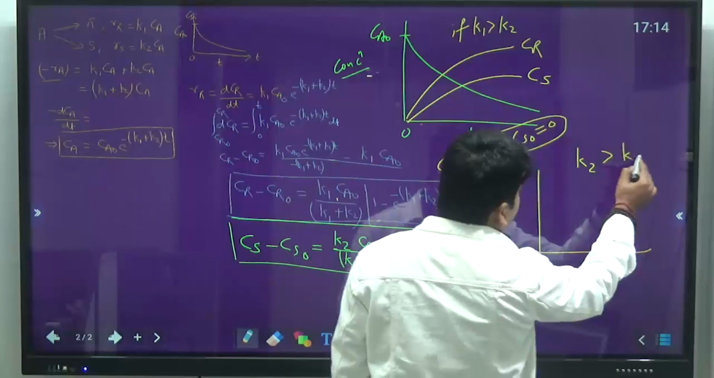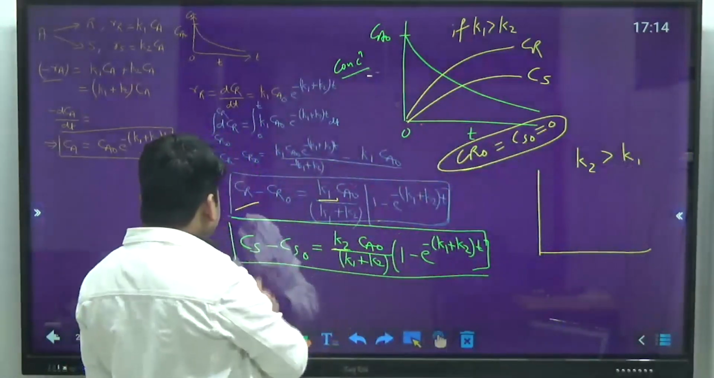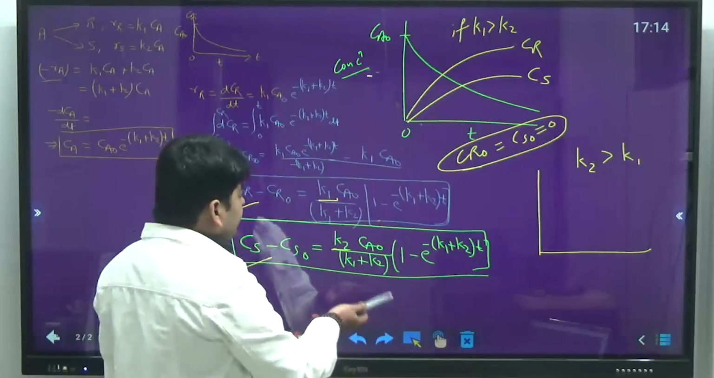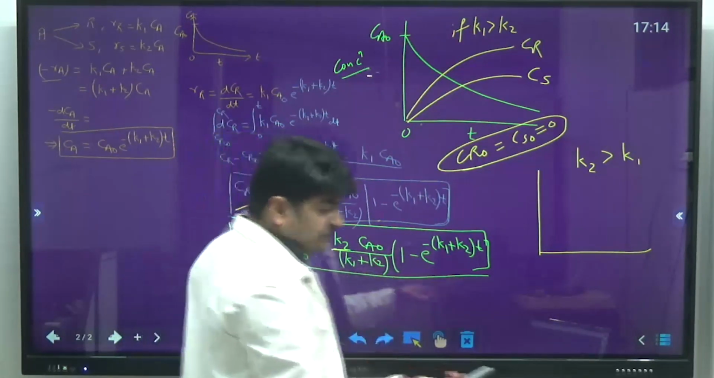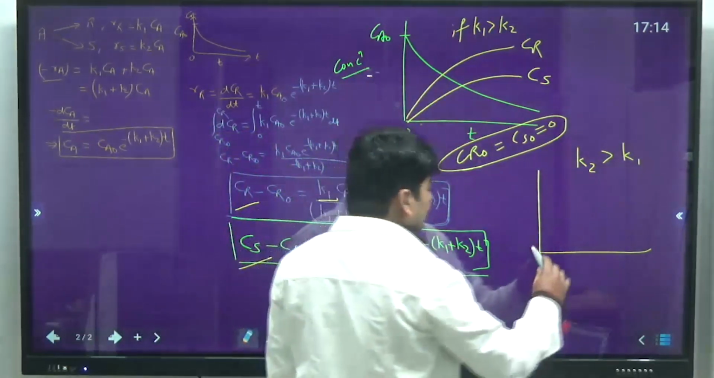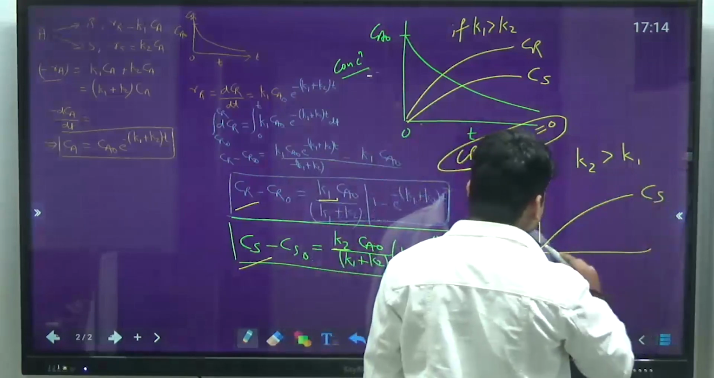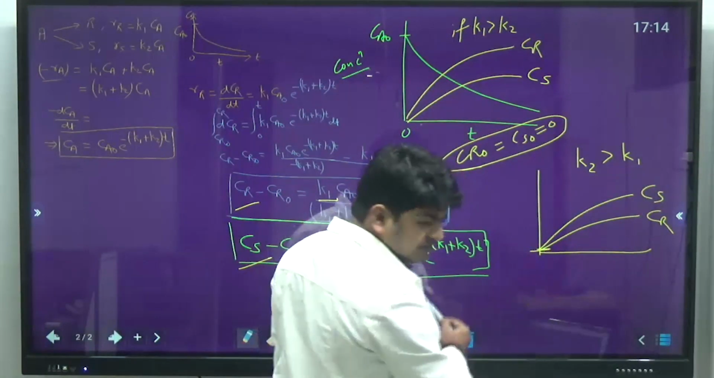If K2 is greater than K1, then obviously the only difference is K1 and K2 here in Cr and Cs. So what will happen? If K2 is more, the formation of S will be more as compared to R. So this will be Cs and this will be Cr.